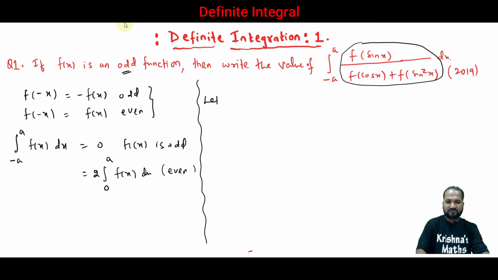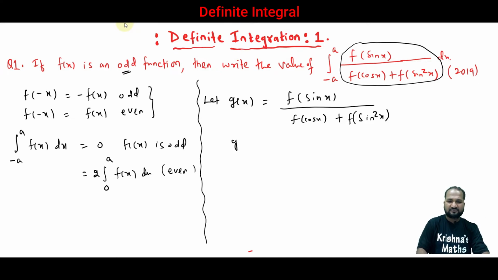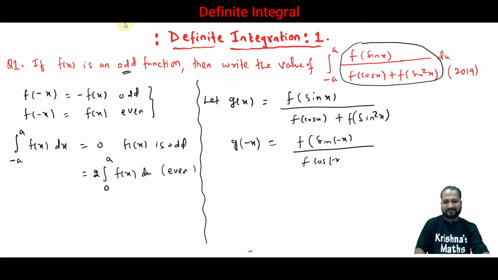Let us consider the function g of x equal to f of sin x divided by f of cos x plus f of sin square x. This is the given function. Now find the value of g of minus x to check whether it is odd or even. So f of sin of minus x divided by f of cos of minus x plus f of sin square of minus x.